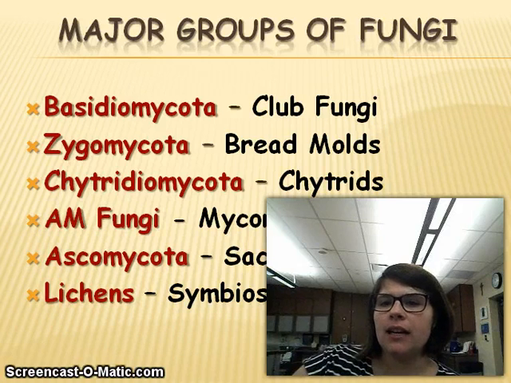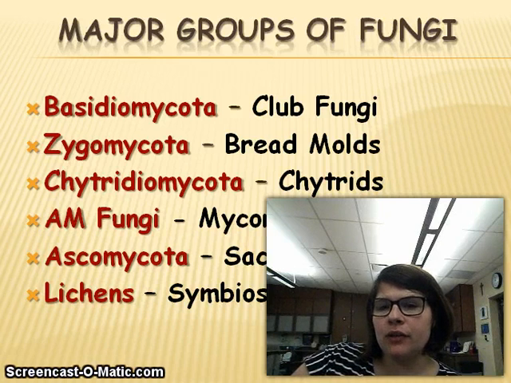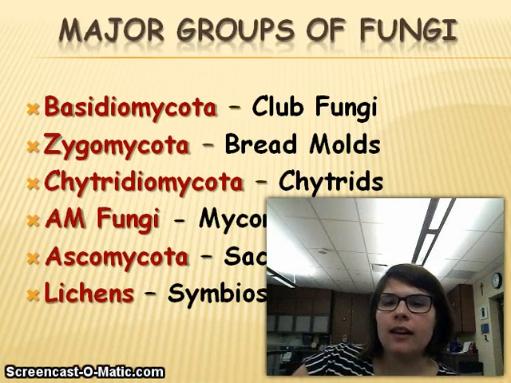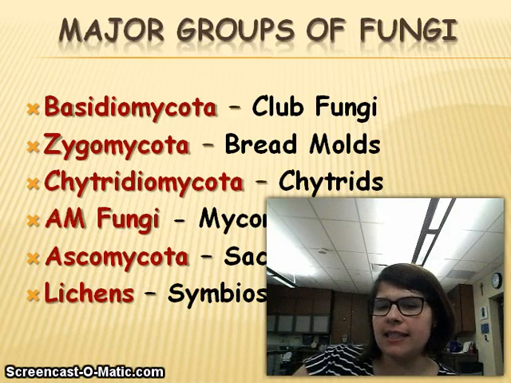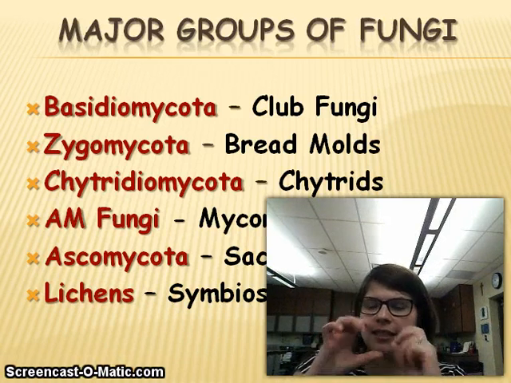We have Basidiomycota, the club fungi, or this is what you see as a mushroom. The Zygomycota is going to be your bread mold. That's where you're going to see that moldiness from the bread. The Chytridiomycota, the AM fungi or mycorrhizas, the Ascomycota, which look like a sack. It's going to kind of look like this.